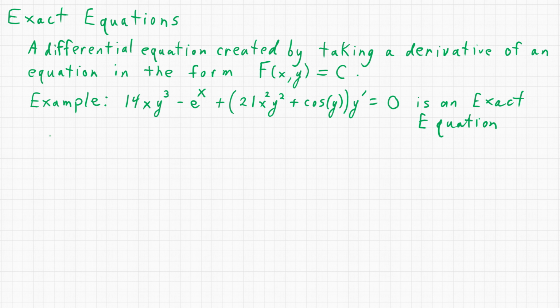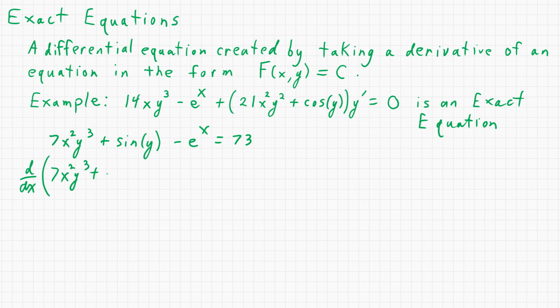So if I have this equation, 7x squared y cubed plus sine of y minus e to the x equals 73, let's say, and I take the derivative with respect to x on both sides, knowing that y is a function of x, what we'll end up with is, for the first term, the product rule. So I'm going to do the x squared first.